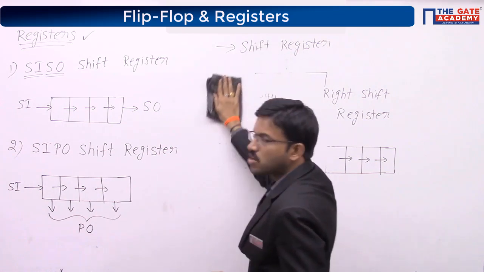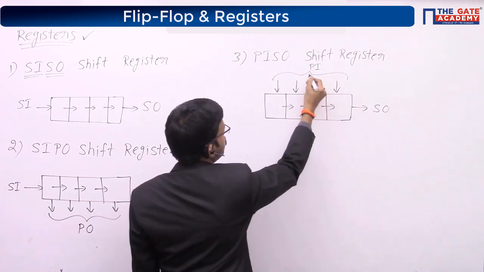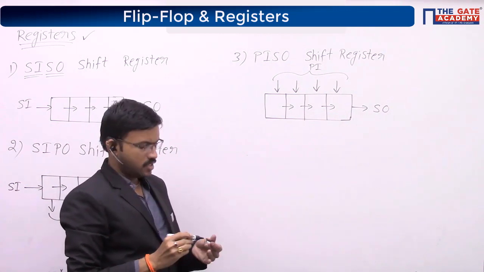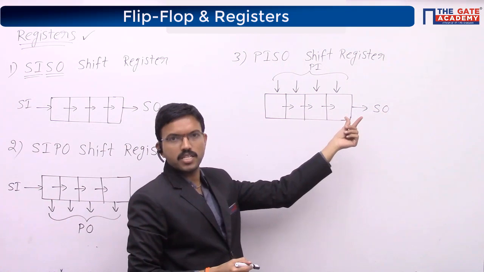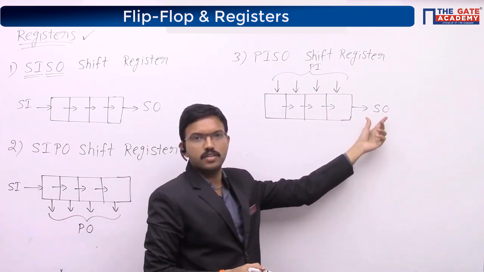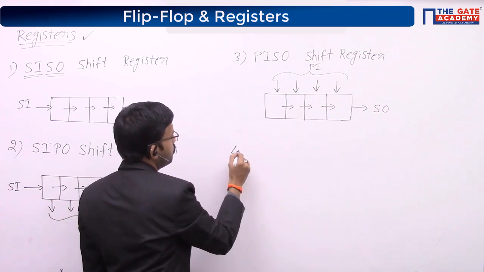Similarly, draw the other 2 configurations. Parallel in, serial out shift register. Here we are giving the inputs parallelly into each flip-flop. Shifting is taking place like this and we are accessing the output serially. Parallel in, serial out shift register. Last one is parallel in, parallel out.